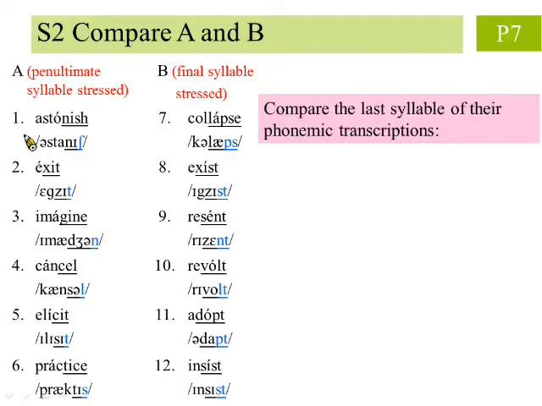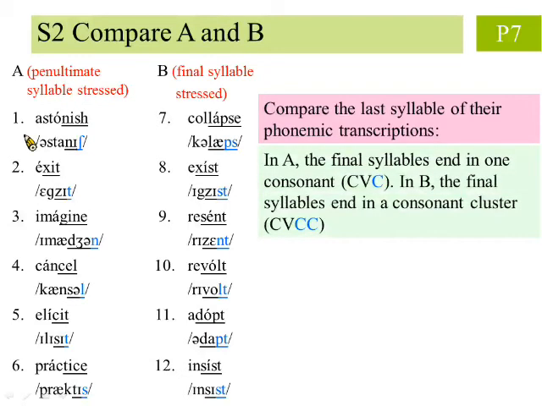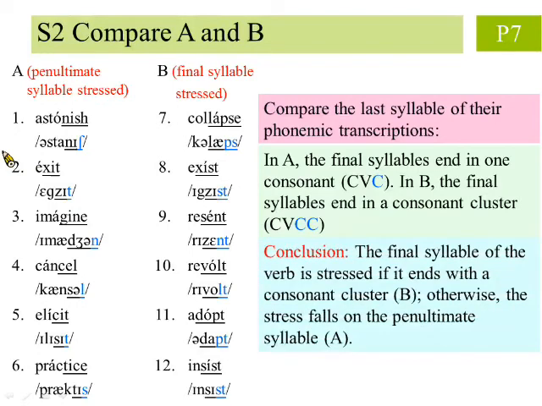Furthermore, in A, the final syllables end in one consonant, which is the CVC structure, but in B, the final syllables end in a consonant cluster, which is the CVCC structure. So, in conclusion, the final syllable of the verb is stressed if it ends with a consonant cluster like column B. Otherwise, the stress falls on the penultimate syllable like column A.